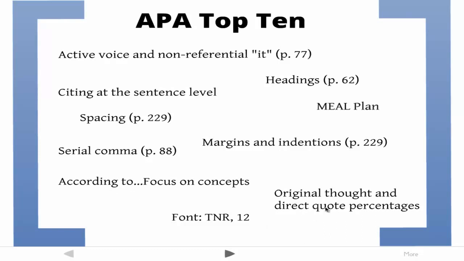Original thought and direct quote percentages. As we mentioned before, as a general rule we want over 50% original thought and no more than 15% direct quotes. And finally, fonts: one font, Times New Roman, font size 12. The tendency is to either mix fonts or experiment with different types of fonts in different sections. Along these same lines, we want to avoid writing words in all uppercase lettering.